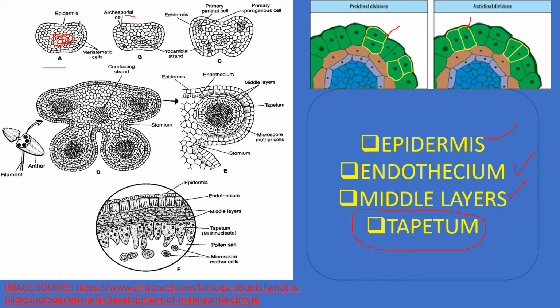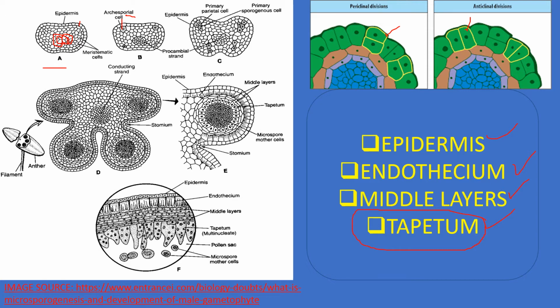And tapetum cells also secrete some orbicules, or Ubisch bodies, which get a coating of sporopollenin and help in the exine formation. And we know what exine is. Exine is the outermost layer of pollen grains. But here the question is, what is the tapetum?